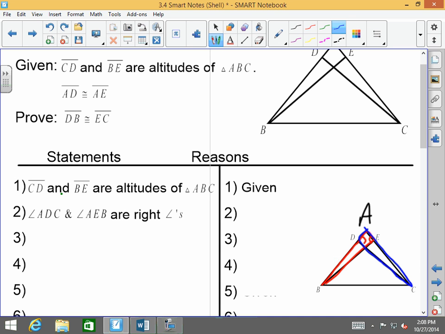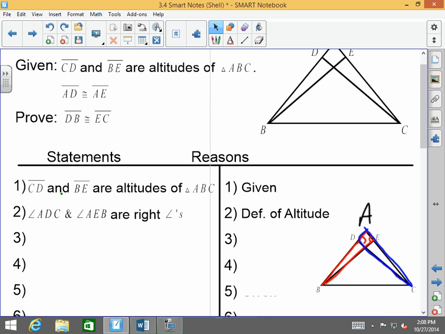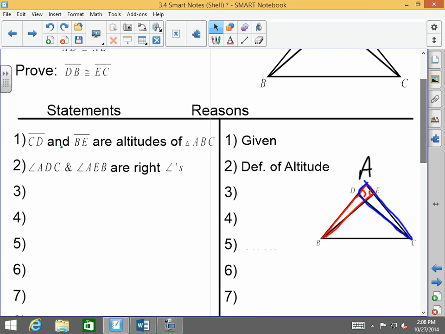No, we do. No, the reason is not assumed by diagram. The reason is definition of an altitude. Thank you very much, Phil. Thank you for caring and trying. Awesome. But it's definition of an altitude because they told us that they're altitudes, and altitudes form right angles. And now that we know that those are right angles, guys, what do we know about right angles? That they are congruent. Okay, good. We're going to get to that in a second.